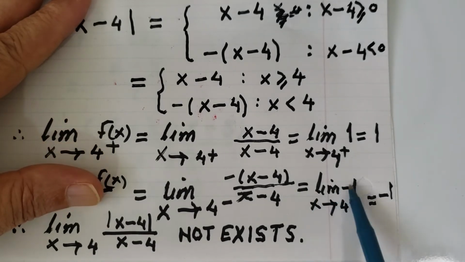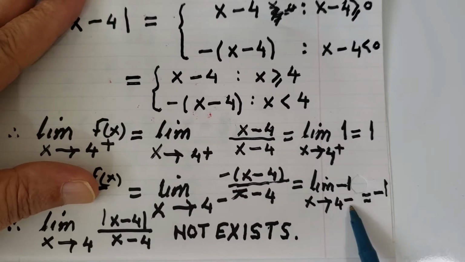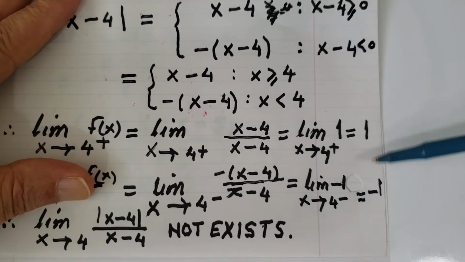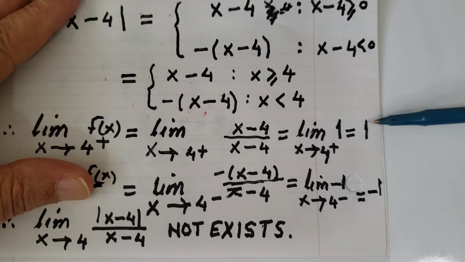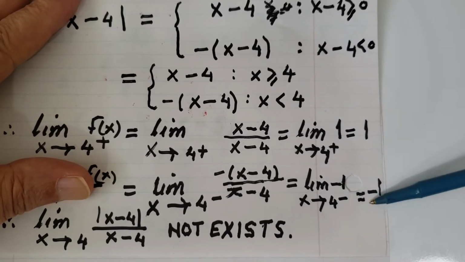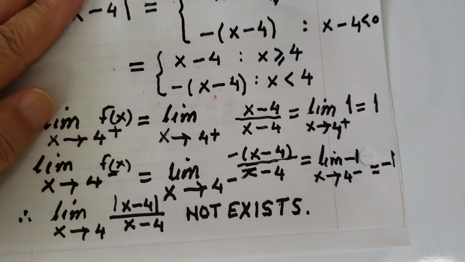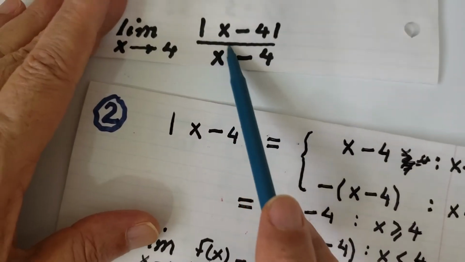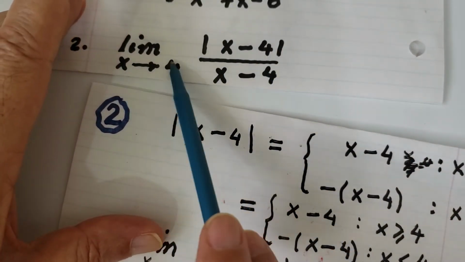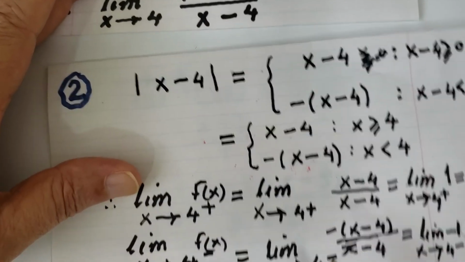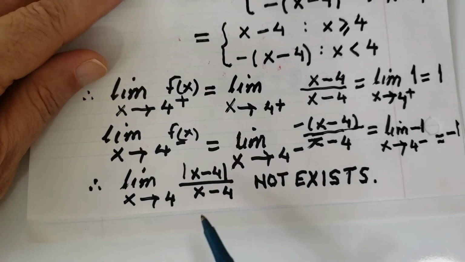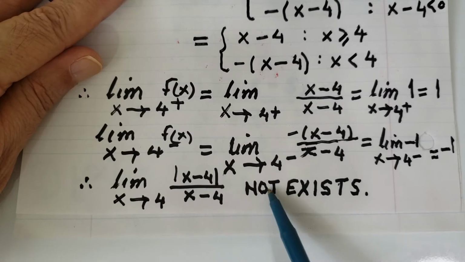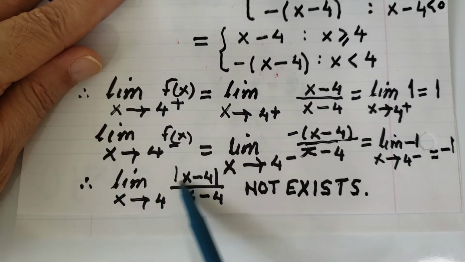So the limit of minus 1 when x tends to 4 from the left will be the same number, which is minus 1. Now comparing these two limits from the right and from the left, we find they are different. As they're different, we say there is no limit for this function as x tends to 4. So we write here: no limit, or the limit does not exist.